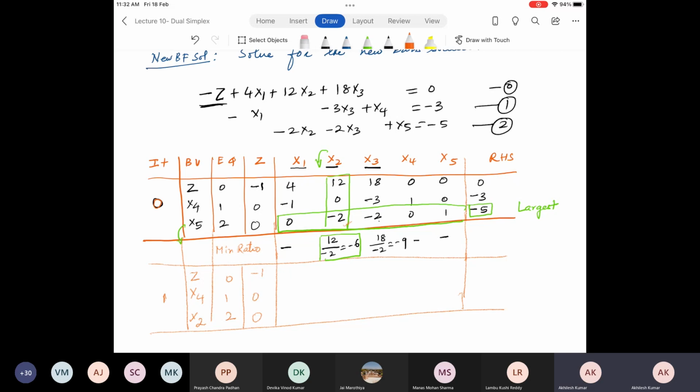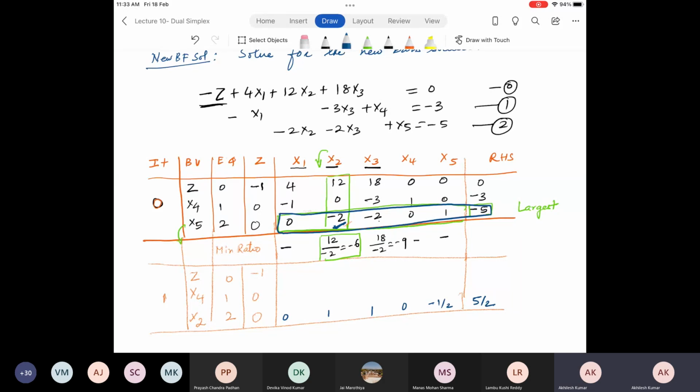Okay, let's look at the pivot row. What do I need to do to make this coefficient 1? Divide by how much? -2. You need to divide this whole row by -2 so that this coefficient becomes 1. So I have divided by -2. So -2, 1, 0, -1 by 2 and 5 by 2. Is this correct?